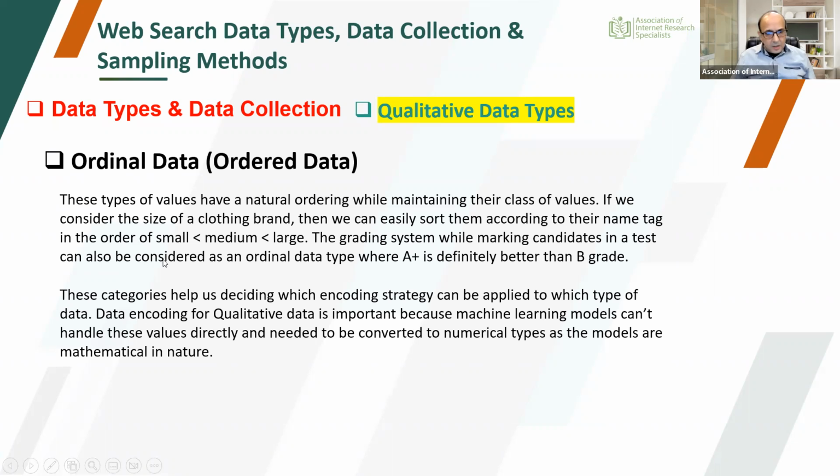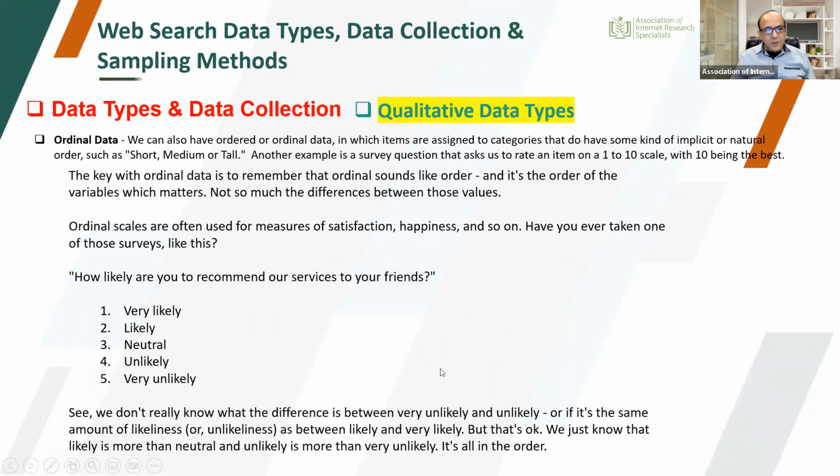I think the grading system while marking in a test can also be considered as ordinal data. See, A plus means something, B grade means something as in the academic grading system. Okay, that's all we need to know. Then we have examples of ordinal data, just as we did with nominal. So ordinal data examples are questions like how likely are you to recommend our services to your friends?